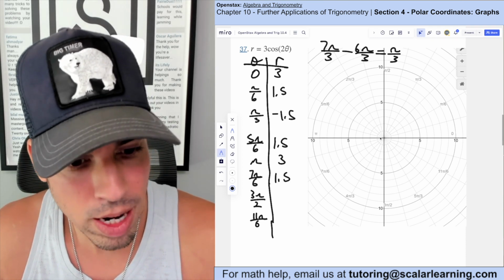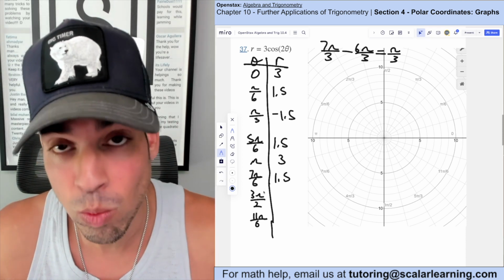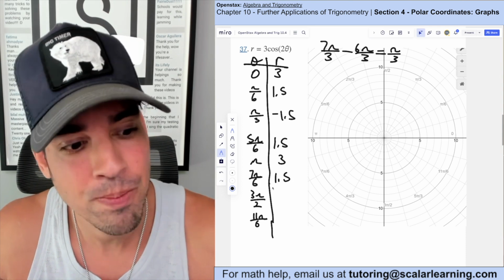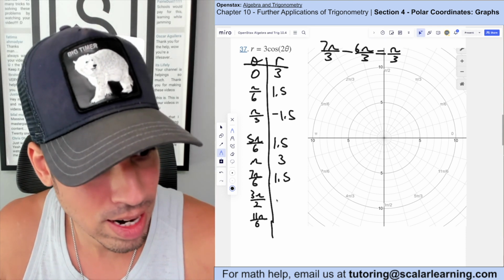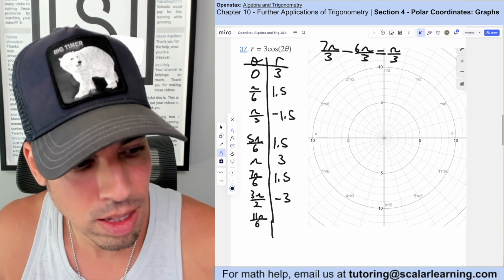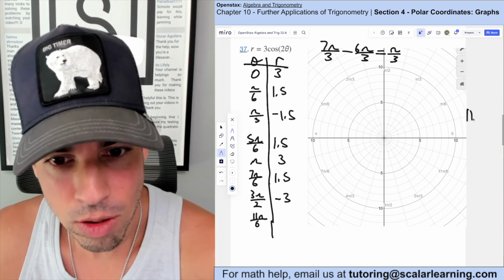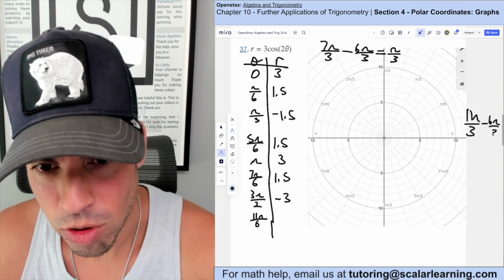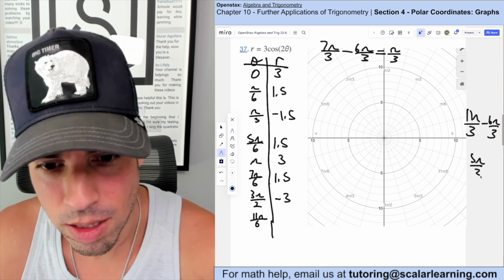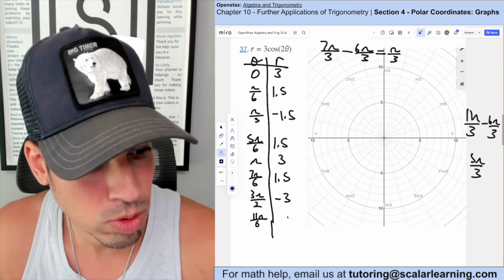So for 3 pi halves coming down here, if we double it, that's cosine of 3 pi, coterminal with pi, right? You subtract 2 pi. Cosine of pi is -1. So here we got -3. And then we got 11 pi 6. And if you double that, that's 11 pi thirds. Again, to get a coterminal, we subtract 2 pi, or 6 pi thirds, and that's 5 pi thirds. Cosine of 5 pi thirds is back to 1/2. 1/2 times 3 is 1.5.